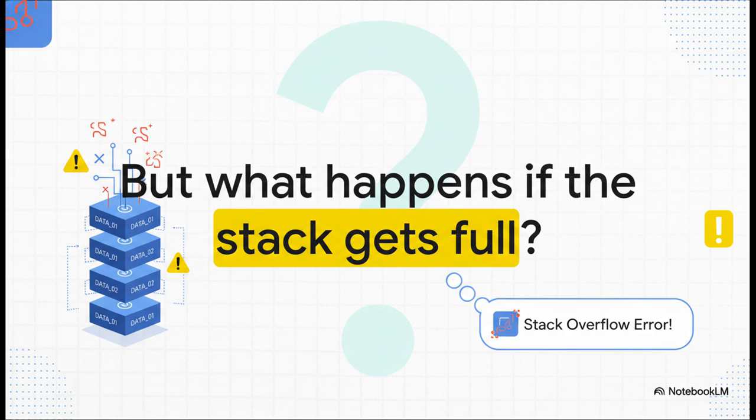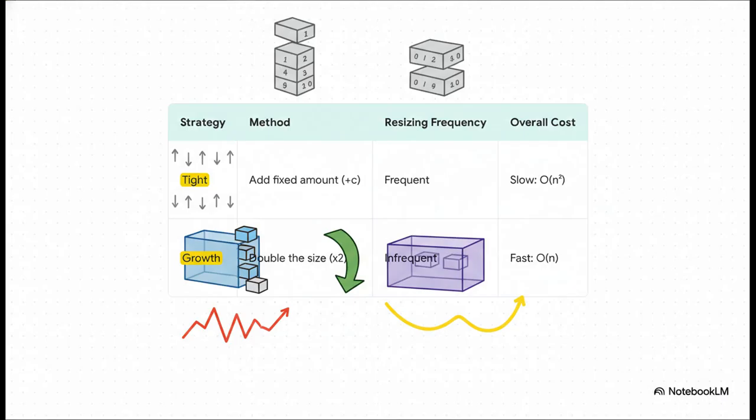So we need a plan. We need a strategy to let our stack grow on demand, especially when we don't know how much data we're gonna get. And really, there are two ways to handle this. The first one you might call the tight strategy. When you run out of room, you just add a little more space, like 4 or 5 more slots. It feels safe, right? But you end up having to resize all the time, and that's slow.